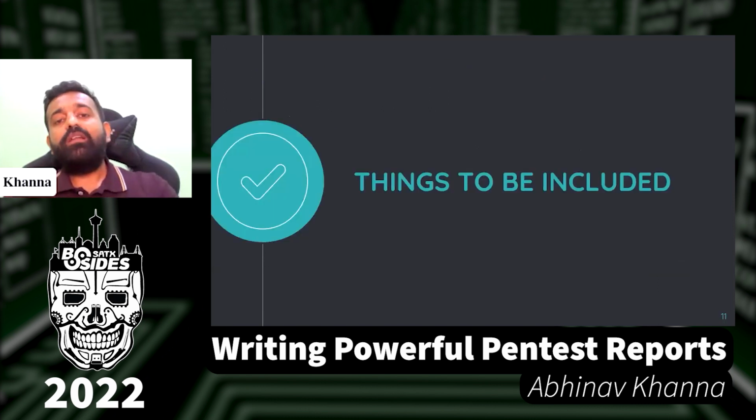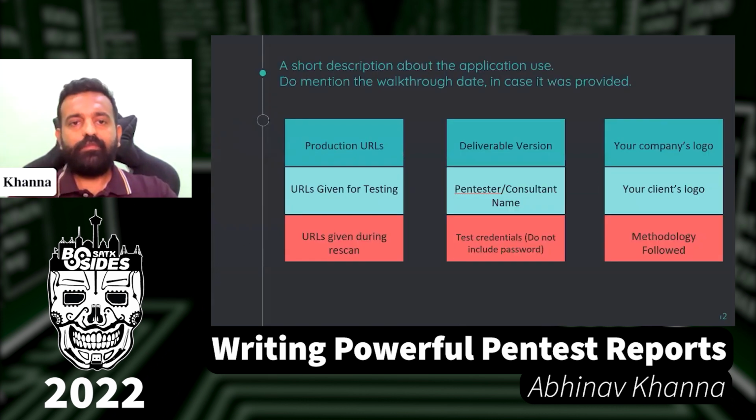Now let's look at some of the things that can be included in the report. Let's start with a short description about the application. While this is optional, I would generally recommend adding this in your report because it is going to leave a good impression about you and your organization, that you have put in the effort to understand the application and what the application really does.